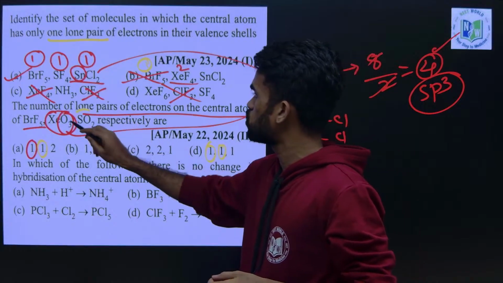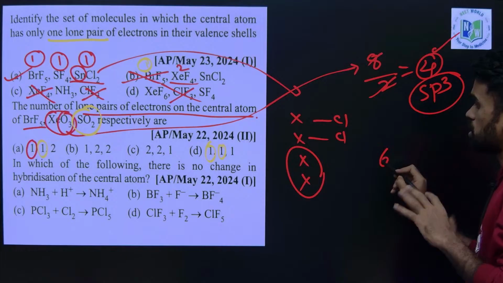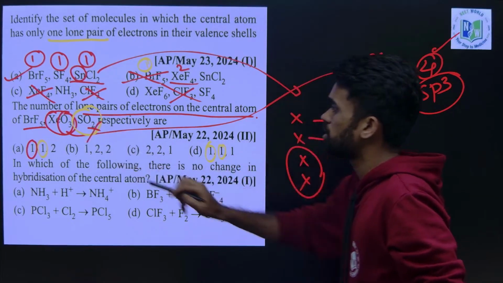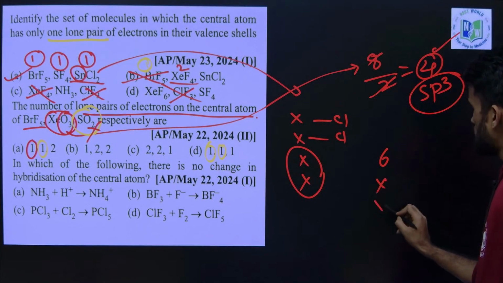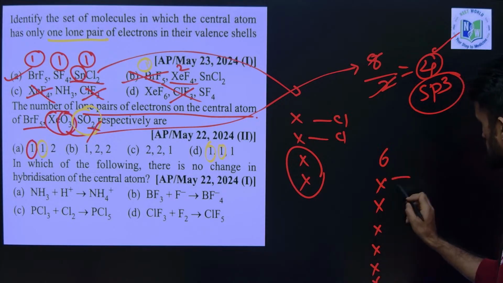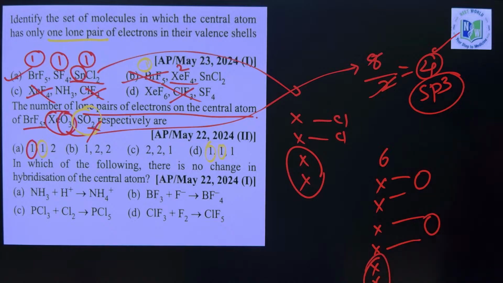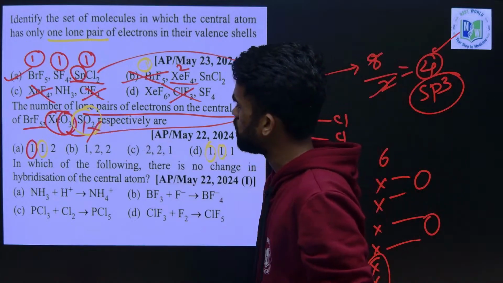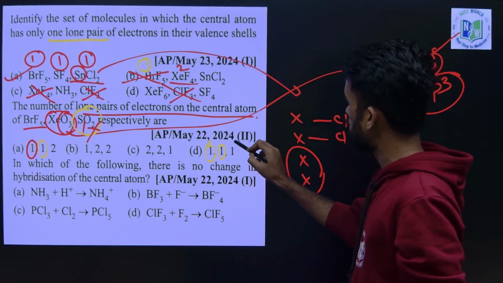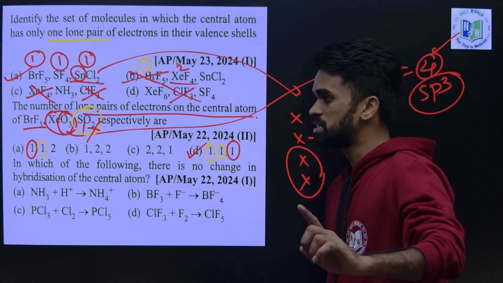Next, SO2. 16th group element, so 6 valence electrons. Oxygens are monovalent, do not consider, okay. If you want, this is the second model of doing this same question. So 1 oxygen, 1 oxygen, sulfur, remaining is 1 lone pair. So again in this also we have 1 lone pair, so all of them are 1, 1, 1. So option D will be your perfect answer for the question. Hope this is also clear.